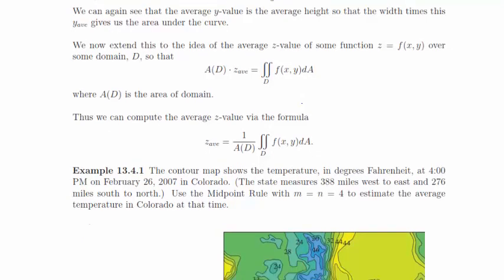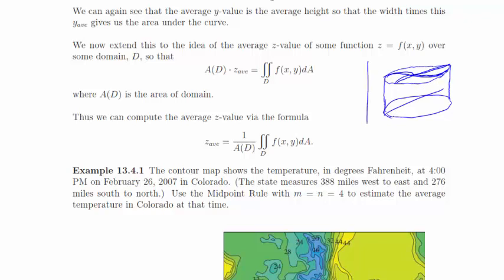The average z value, let me draw a picture of this. Let's finish reading. The average z value equals 1 over the area of the domain times the double integral over the domain of f of x comma y dA. So we've got some surface here over some domain. Let's see. So our domain, say, is circular, but the z values are changing across this.